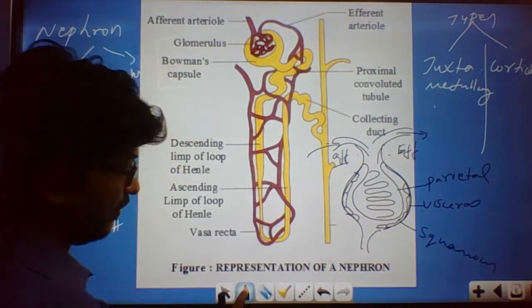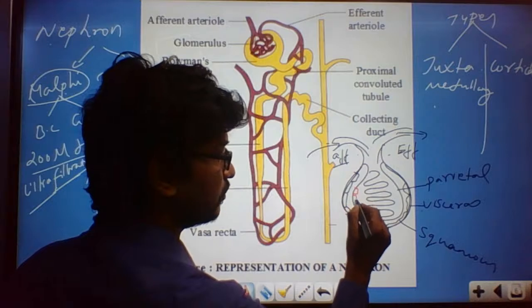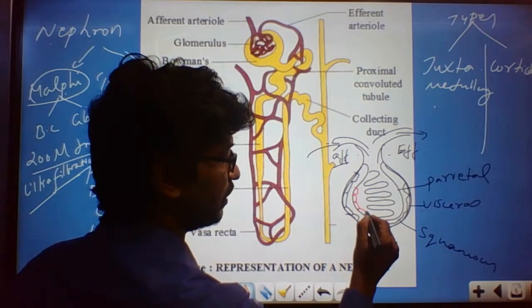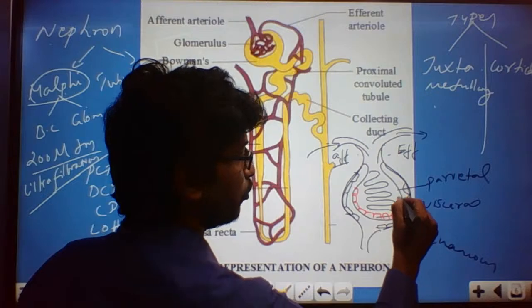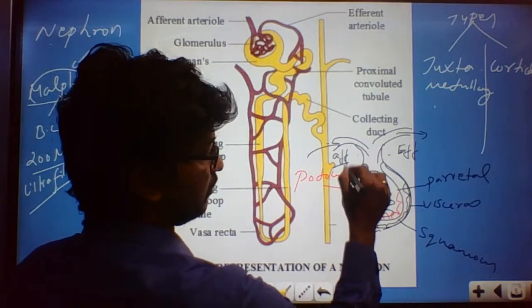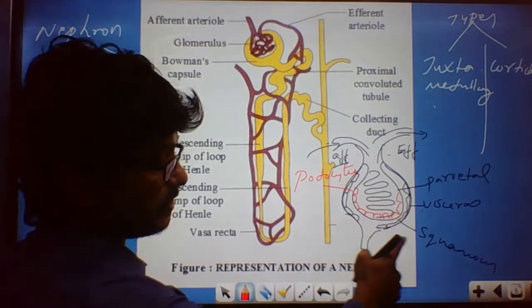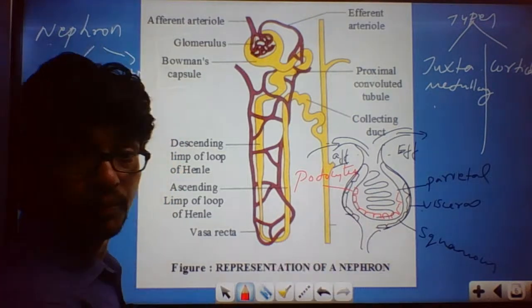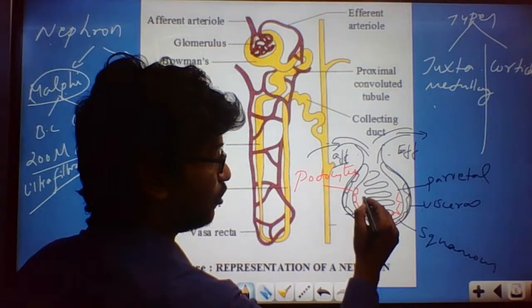In the visceral area you could see something like podocytes. A special type of cell you could see in this area is called podocytes. We have podocytes. So we have two types of cells: squamous epithelial cells and the podocytes. Podocytes are lined onto the glomerulus.